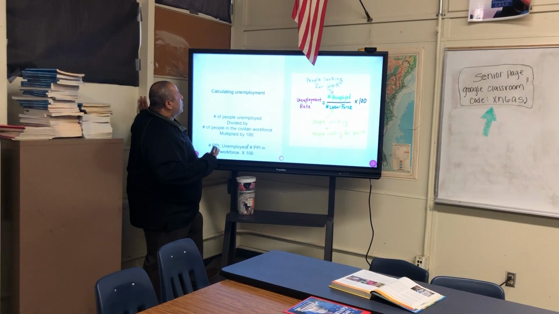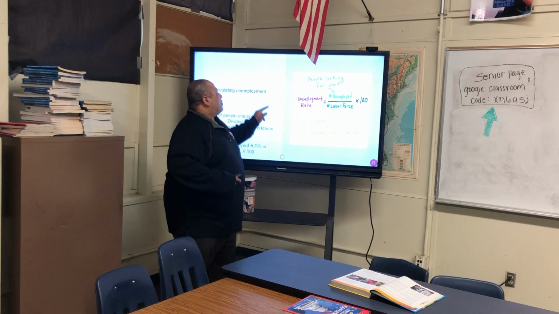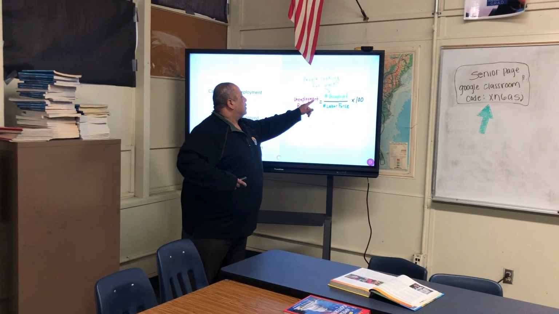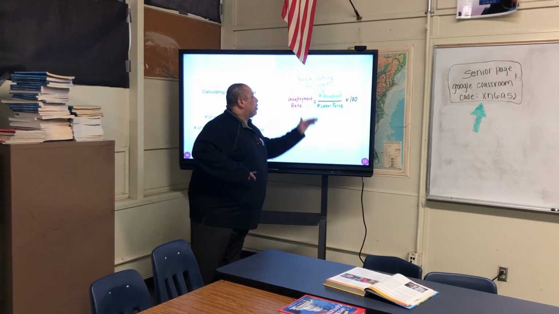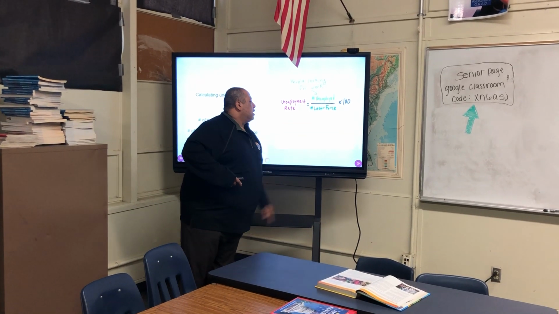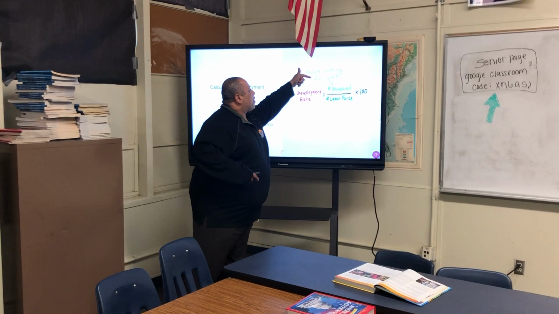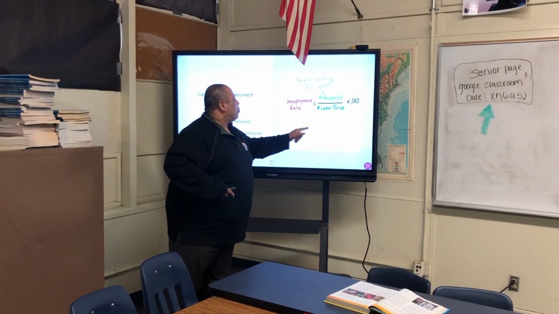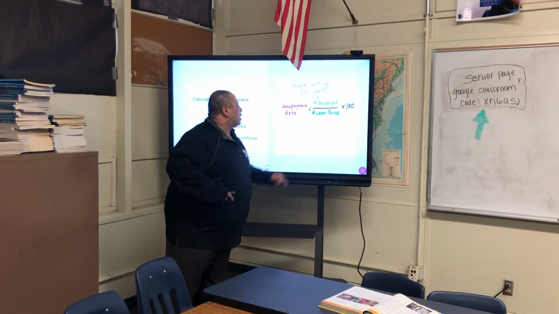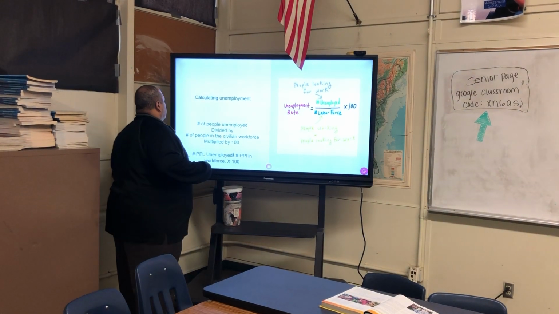Calculating the unemployment. It's very simple to calculate the unemployment. You have the unemployment rate is equal to the amount of people unemployed divided by the labor force, and multiply that by 100. So the unemployed are people that are actually looking for work, and the labor force is people working and looking for work. Okay?